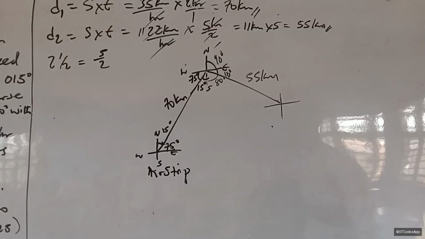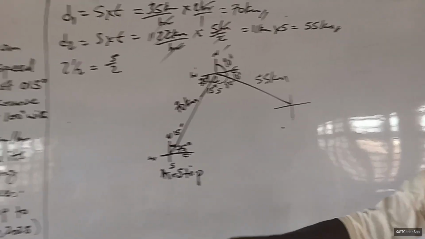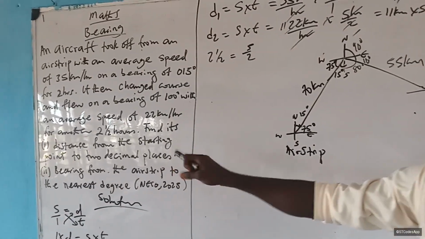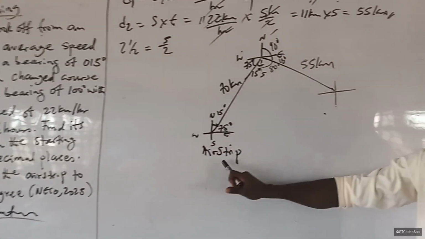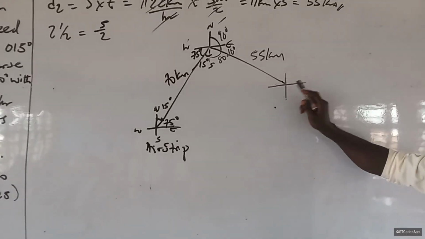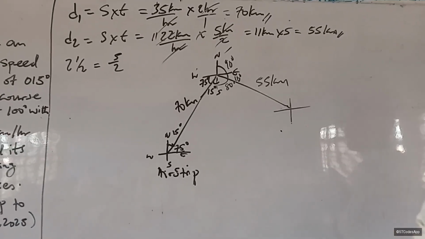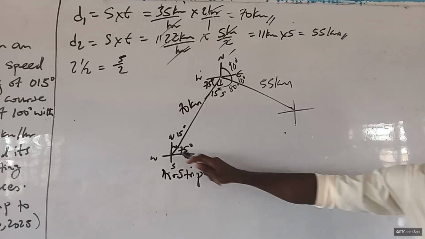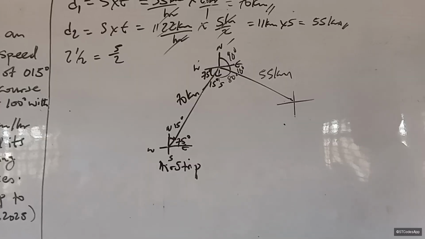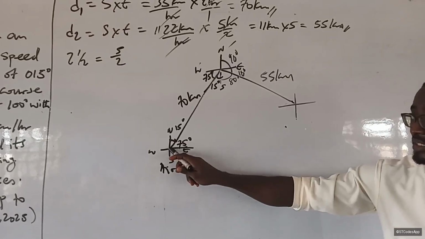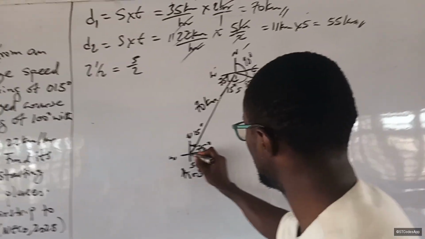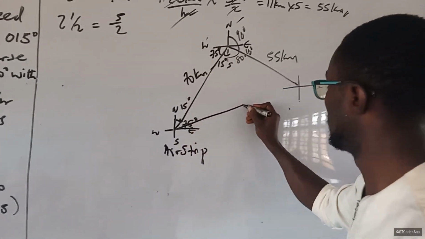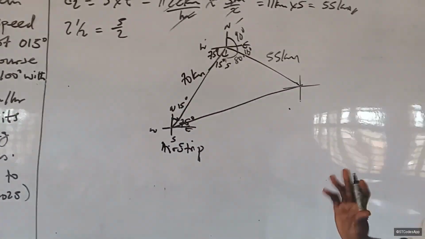Now, from the question, we are asked to calculate the distance from the starting point, to 2 decimal places. That means this is the starting point where the airstrip is. So this is the current position where the aircraft is. So what is the distance from here to here? All we need to do now is to connect this point here to this very point. So we have this from here to this very place. That is our final diagram.